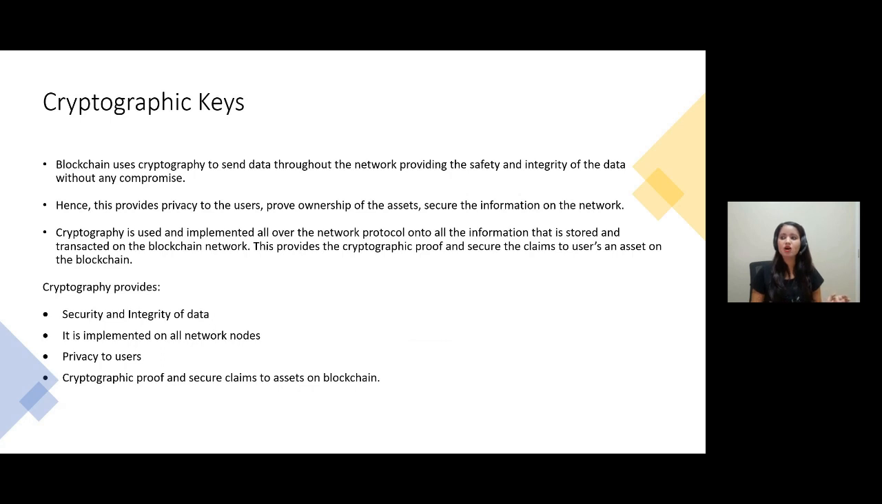Cryptography is implemented all over the network protocol onto all the information that is stored and transacted on the blockchain network. This provides the cryptographic proof and secures the claims of the users and assets on the blockchain. Cryptography provides the security and the integrity of the data. In short, we can say it's implemented all over the network nodes. It provides privacy to the users and the users' data. It provides the cryptographic proof and the security claims to assets on the blockchain.